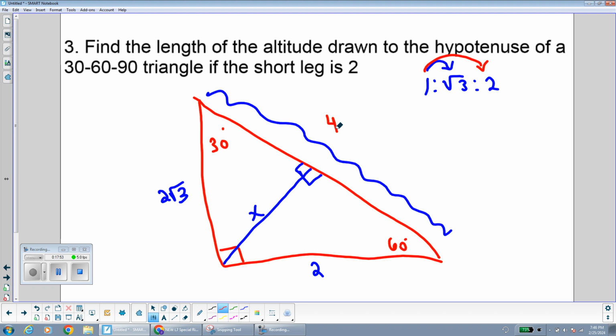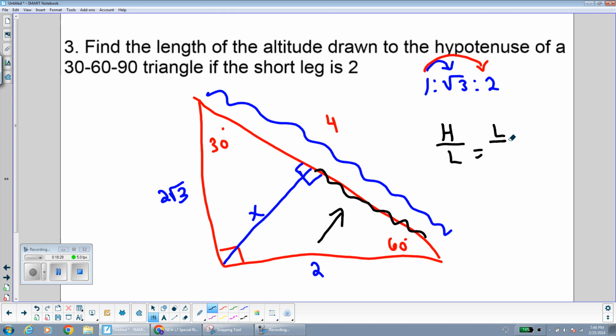Now I still don't have the information that I need for the altitude rule, because for the altitude rule, I need the two segments of the hypotenuse. But what I could use is the leg rule first, and I can use the leg rule to figure out what one of the segments of the hypotenuse is. And then if I find what this segment is, and I know the whole hypotenuse is 4, I can subtract this from 4, get this, and then use the altitude rule. So that's what I'm going to do.